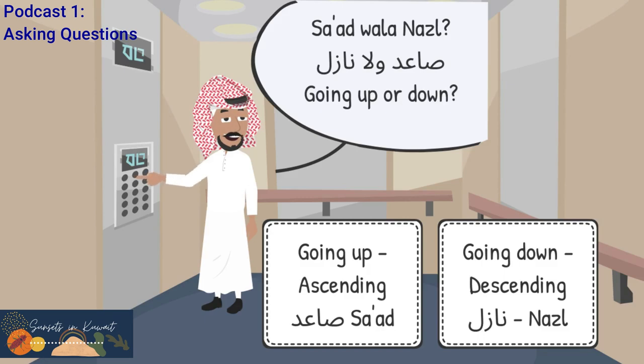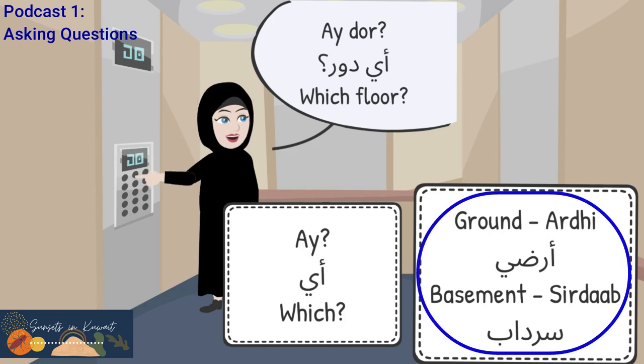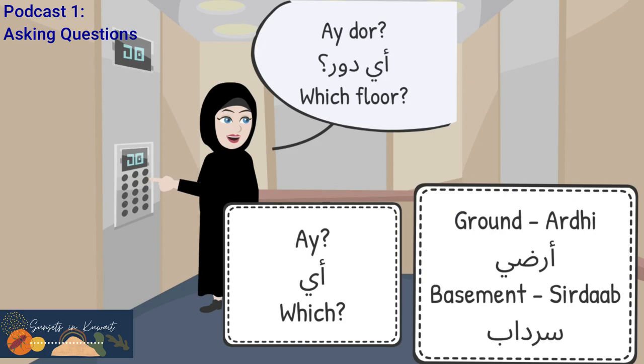Another question you can ask is, أي دور, which floor? And then they have to answer you with a number, or G, ground. الأرضي, ground floor. And basement, سرداب. So this is different from up and down, as we use it sometimes.